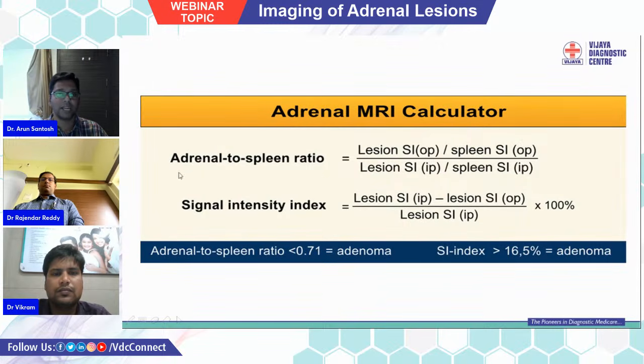There is something called the adrenal to spleen ratio and signal intensity index. These are rarely used, but theoretically can be used. The adrenal to spleen ratio is the lesion signal intensity in opposed phase by spleen signal intensity in opposed phase, divided by lesion signal intensity in phase by spleen signal intensity in phase. The signal intensity index is lesion signal intensity in phase minus opposed phase, by in phase, times 100. When the adrenal to spleen ratio is less than 0.71, it is suggestive of adenoma, or if the signal intensity index of the adrenal lesion is more than 16.5, it is suggestive of adenoma.